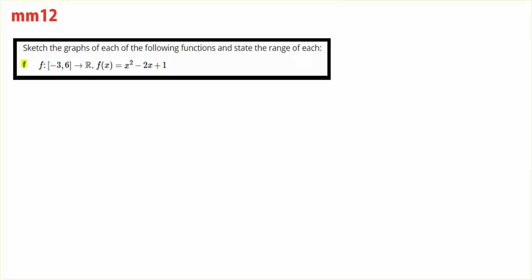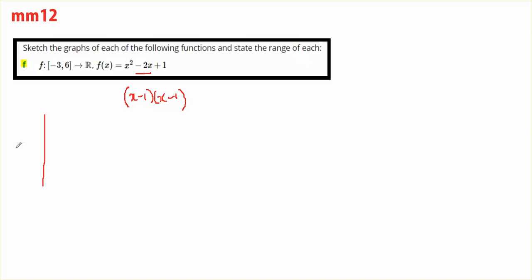This is for Year 11 Methods. It's about finding the range after sketching a restricted domain quadratic. Okay, so what do I know about this quadratic? It's a perfect square because it's (x - 1) times (x - 1).